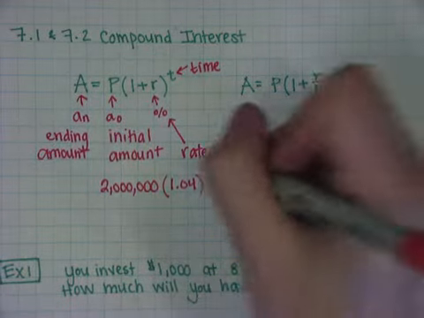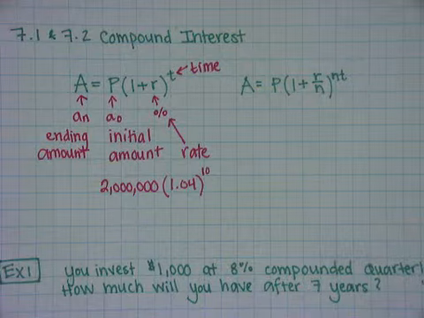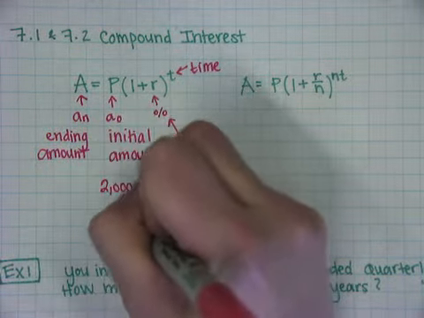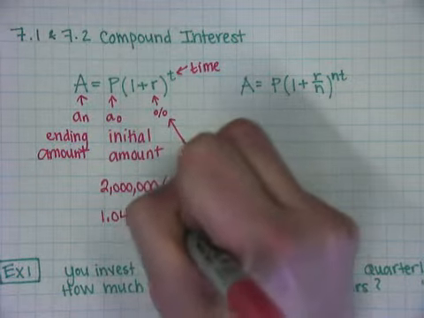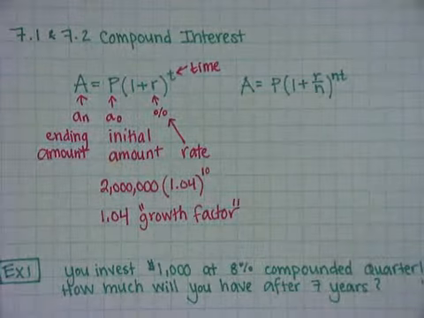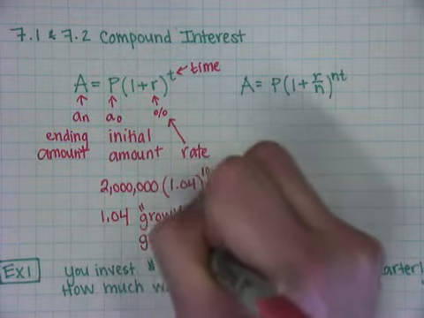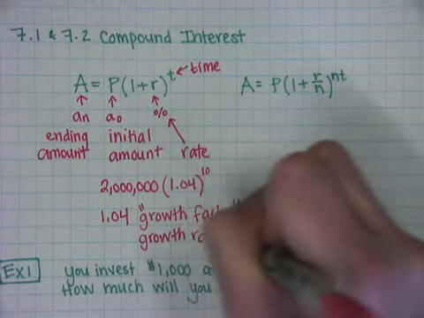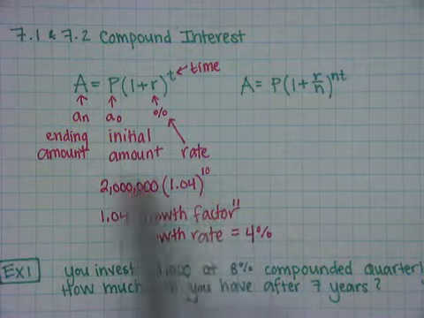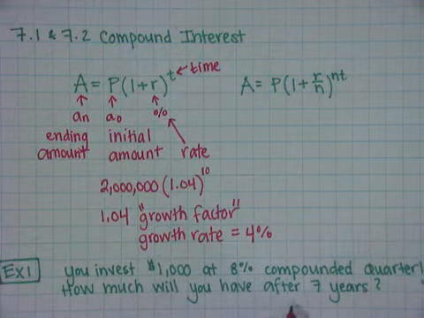Okay. And then this would have been to the 10th power, how many years this is happening. So this 1.04 is what we would call the growth factor. Just a little bit of vocabulary that you're going to see on the worksheet. The growth rate is 4%.